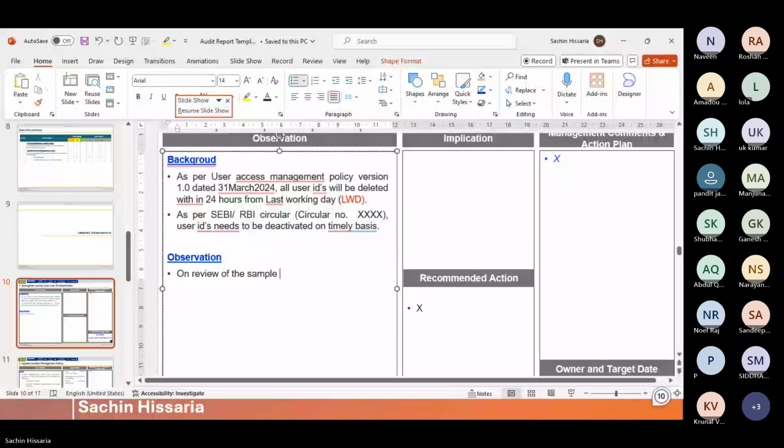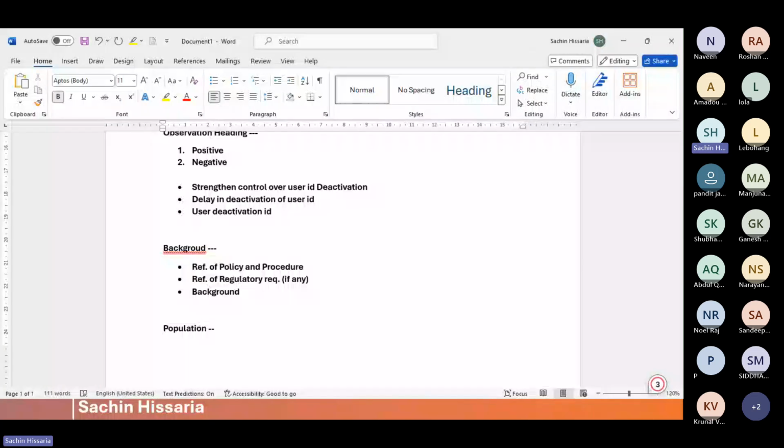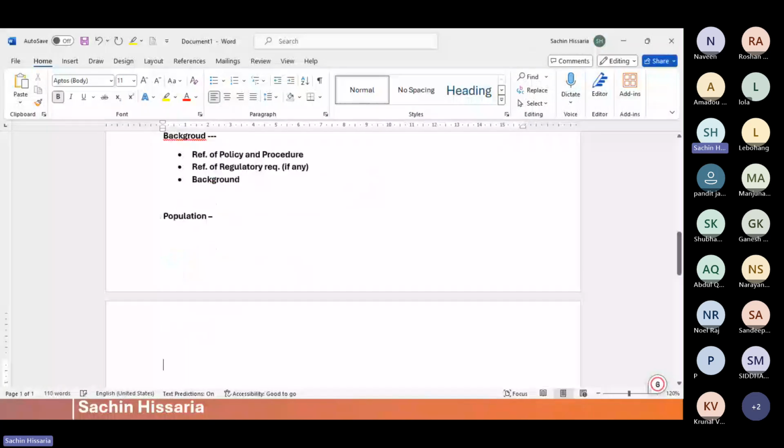First you will write about the population. So you will write, during the audit period, a total of, for example, 100 users have left the company. Now guys, in the detailed observation, what things need to be included? First, what was the population? Now, during the audit period, a total of 100 users have left the company.